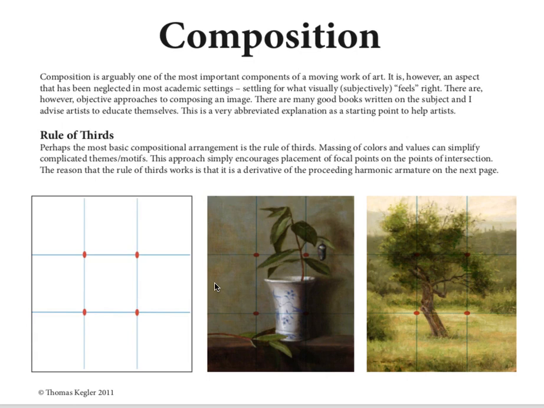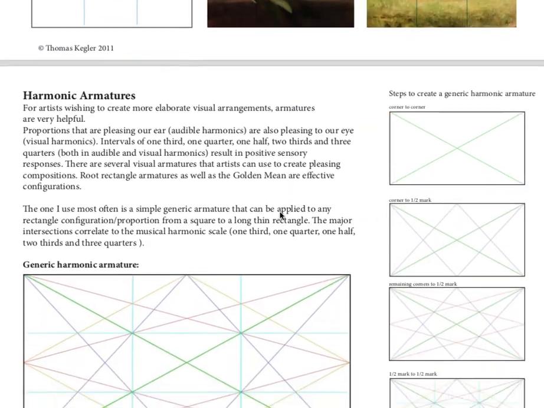So he starts talking about the rule of thirds. He states that perhaps the most basic compositional arrangement is the rule of thirds. Massing of colors and values can simplify complicated themes and motifs. This approach simply encourages placement of focal points on points of intersection. Now, the rule of thirds is a legitimate concept, and it's derived from the harmonic armature, and he states that right here. It says it's a derivative of the harmonic armature on the next page. So let me go to the next page here.